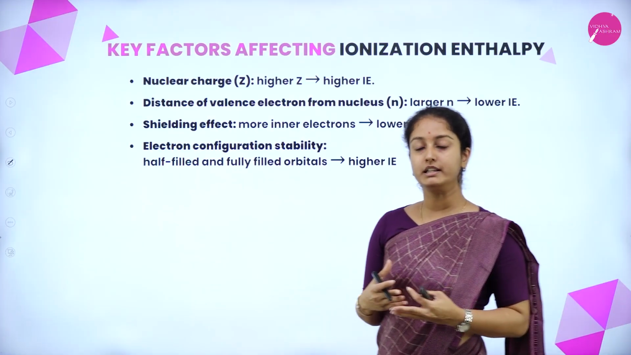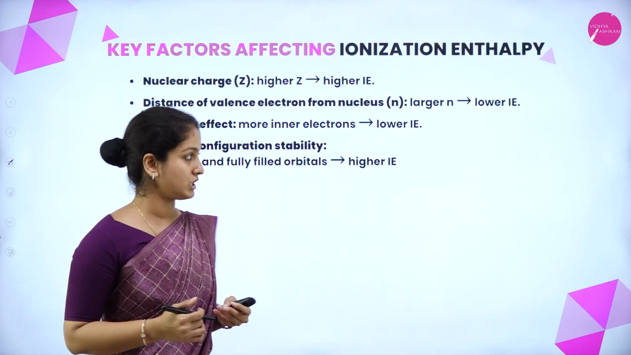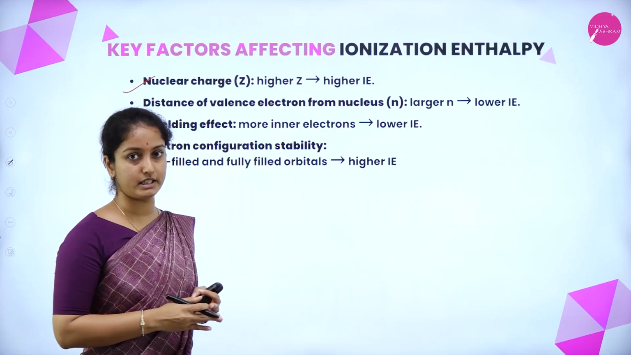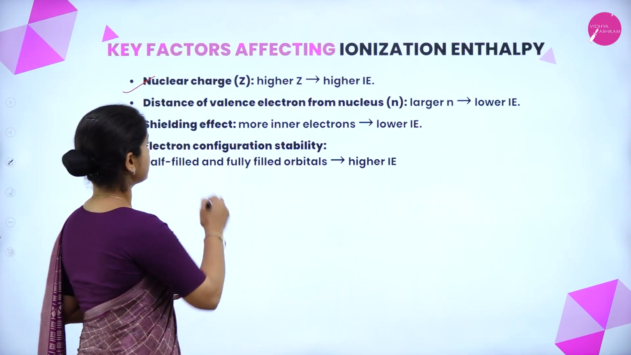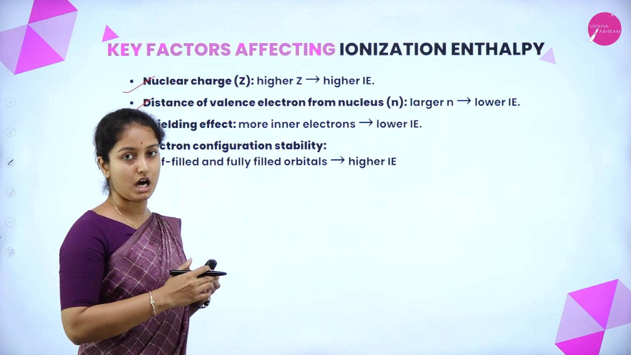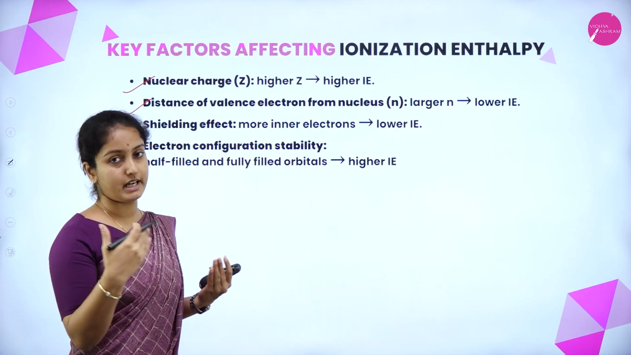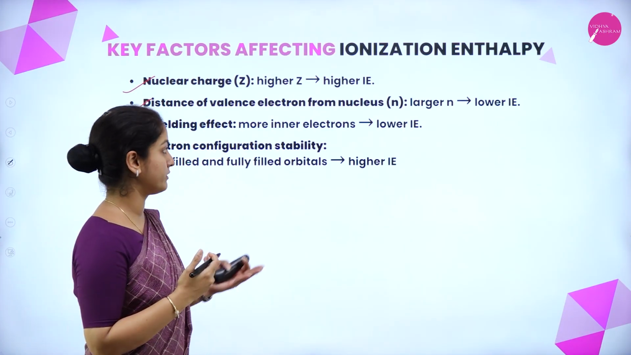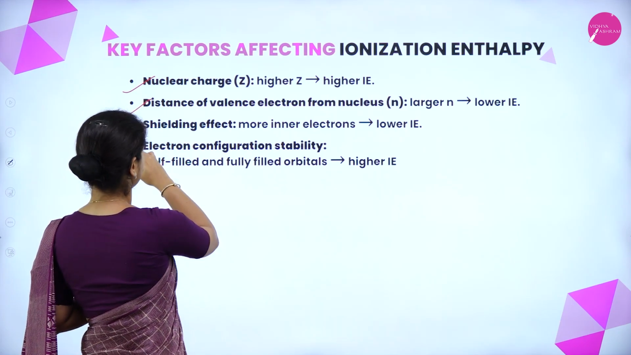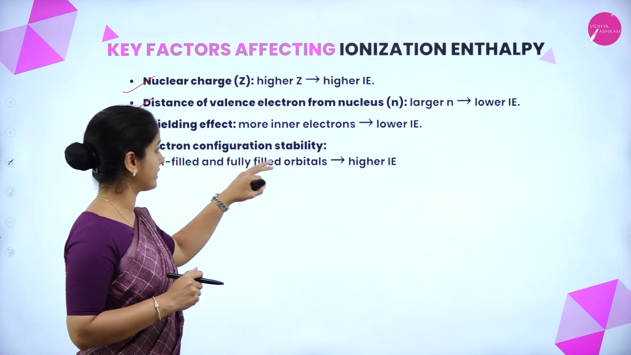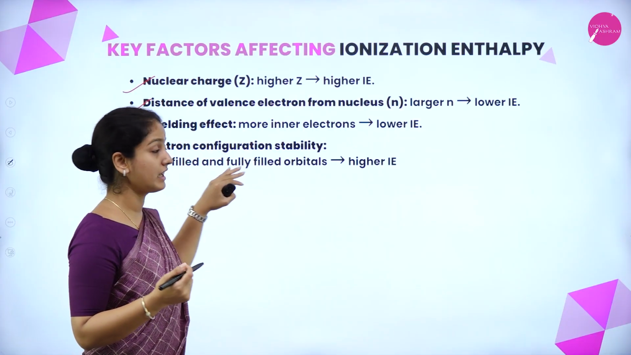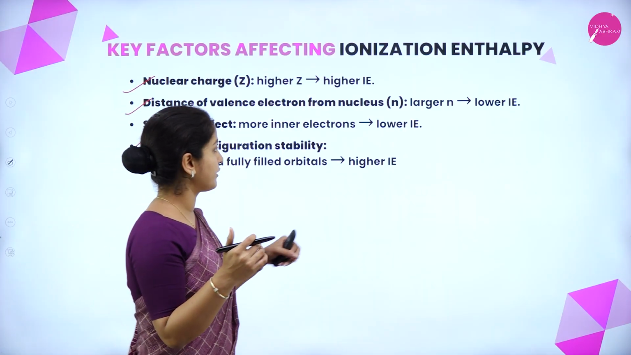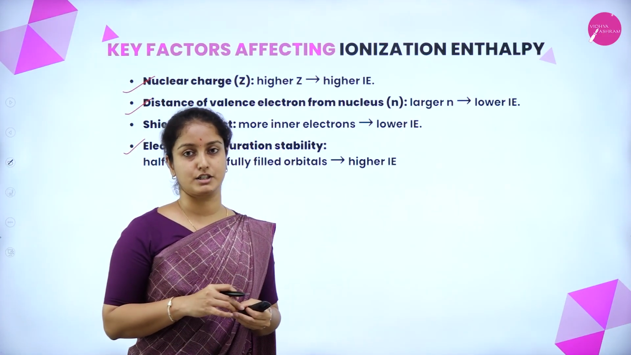Now we shall know what the factors affecting the ionization enthalpy are. First is nuclear charge. The higher the nuclear charge, the higher the ionization enthalpy. Second, the distance of the valence electron from the nucleus. The larger the distance from the nucleus, the lower the ionization enthalpy. Third, the shielding effect: the more inner electrons there are, the lower the ionization enthalpy. The fourth factor is electronic configuration stability. Half filled and fully filled orbitals are known to give extra stability to elements, and therefore the ionization enthalpy will be higher.